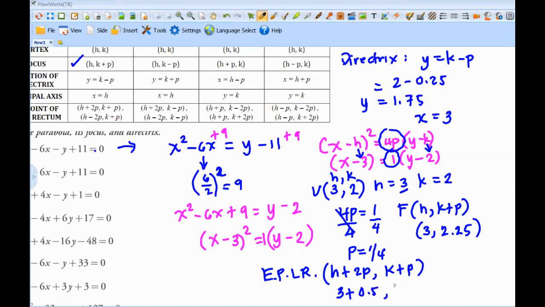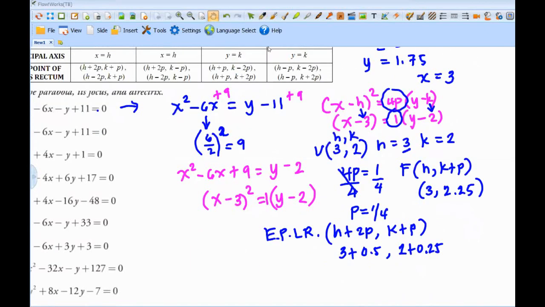And then the k value is 2 plus 0.25. So therefore, we will be having 3.5 and 2.25. At the same time, we subtract this: 3 minus 0.5 will become 2.75. And then 2 plus 0.25 is 2.25. Okay. So everything is complete.